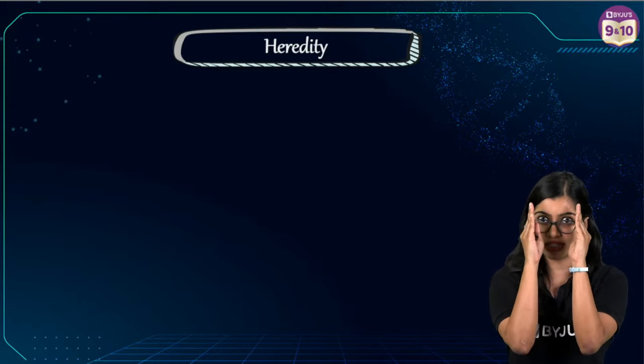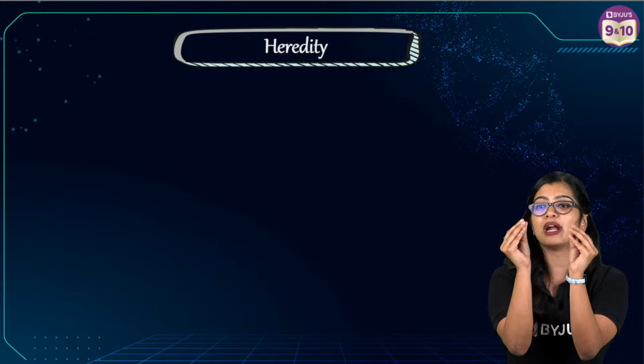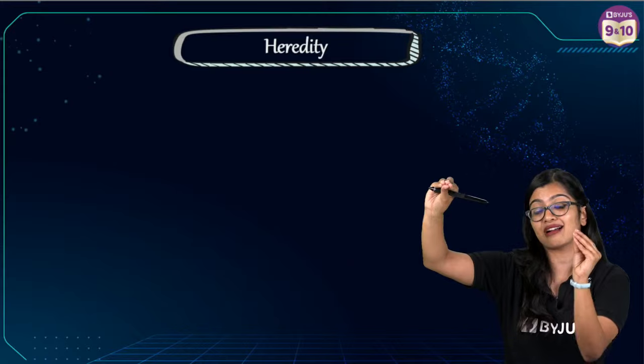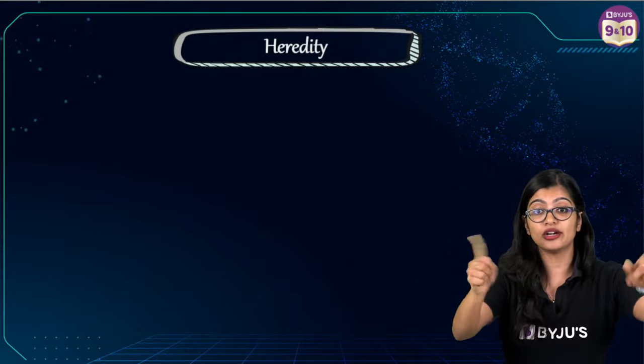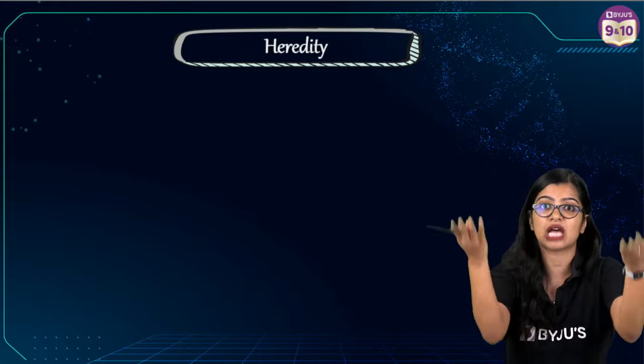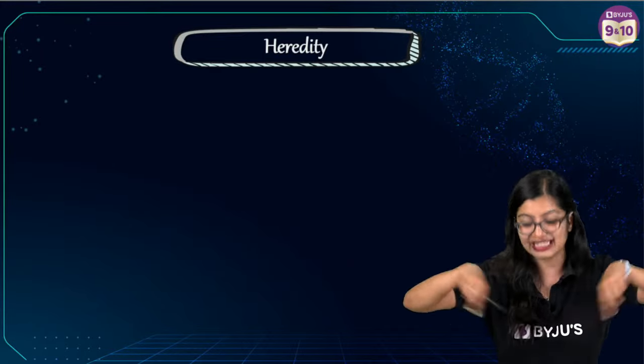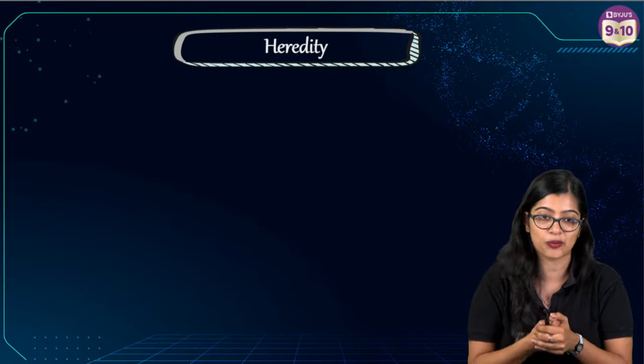That means that they are found in the same position of the chromosome, but maybe one gene is coding for black, one is coding for blue. So they are alternative forms of the same gene, which is eye color, right? At the end of the day, no matter what color it is, it is eye color, right? So that is what we mean by it.